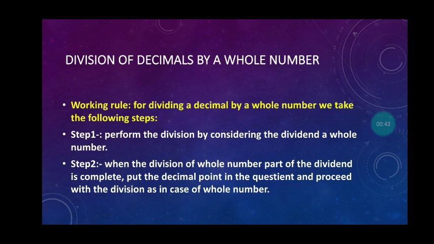The second one is, when the division of the whole number part of the dividend is complete, put the decimal point in the quotient and proceed with the division as in the case of whole numbers. Whatever we did when we divided the whole number, the same thing we do with the remaining digits after putting the decimal point in the quotient.